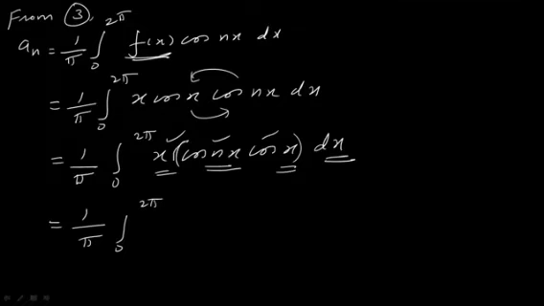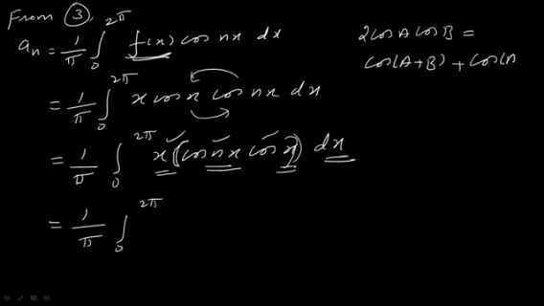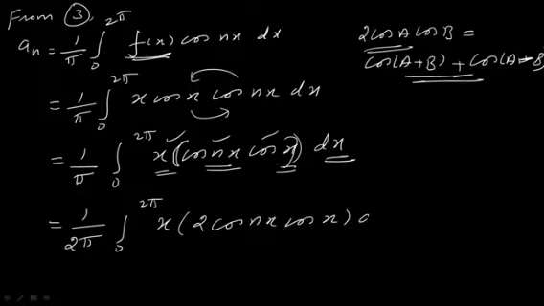For that, let me combine these two. This is of the form cos A cos B. So you know the formula for 2 cos A cos B, right? 2 cos A cos B is equal to cos(A plus B) plus cos(A minus B). So by making use of this formula, here we don't have the 2, so you have to multiply and divide by 2. That doesn't affect the value of the integral. So cos nx cos x dx.